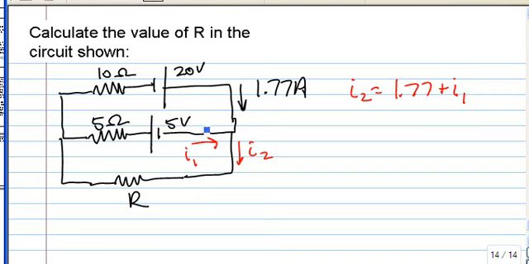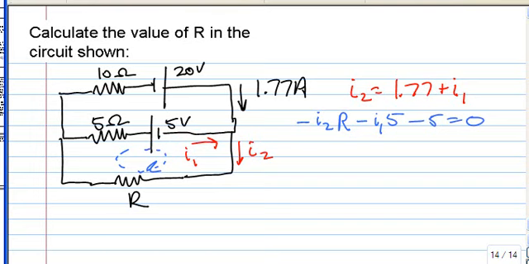So now let's take a look at making some loops. We can make a loop in the lower part of the circuit, and when I do that, I can come up with an equation. I'm going to start in the lower right-hand corner here. I know that minus I2 times the unknown R, and go around the loop, minus I1 times 5. I go through the EMF, quote-unquote, backwards, so minus 5 volts, is equal to 0.